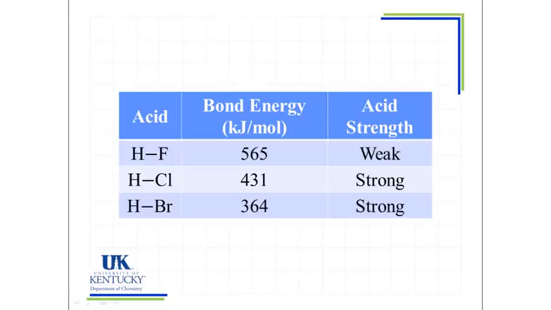If we look at the bond energies for a few of these binary acids, we see that as we go from HF to HCl to HBr, the bond energy decreases. The bond is getting weaker, and the acid is becoming stronger, because it's easier for the H plus to separate from the anion.